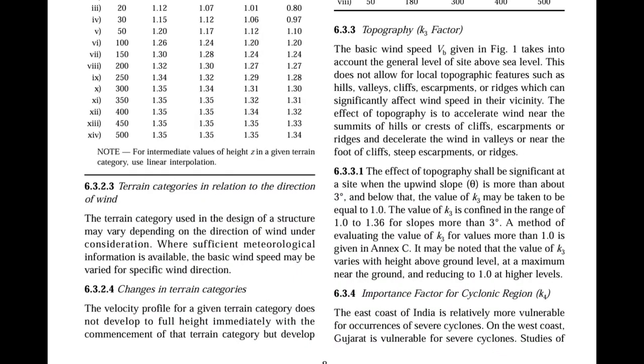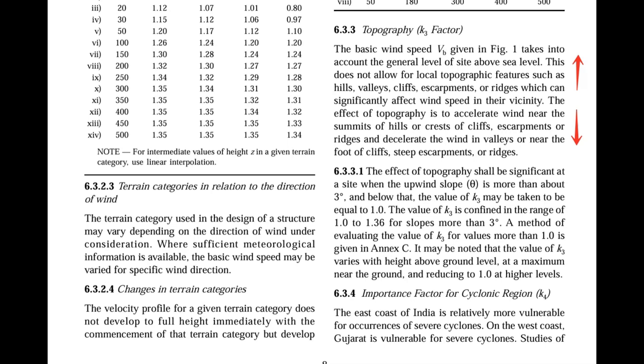The third wind speed influencing factor is the topography factor. The ground features like hills, valleys, cliffs also affect the wind speed. You may have observed that the wind speed increases at the top of the hill. If the ground slope increases, the wind speed also increases. If the ground slope decreases, the wind speed also decreases. It is vice versa.